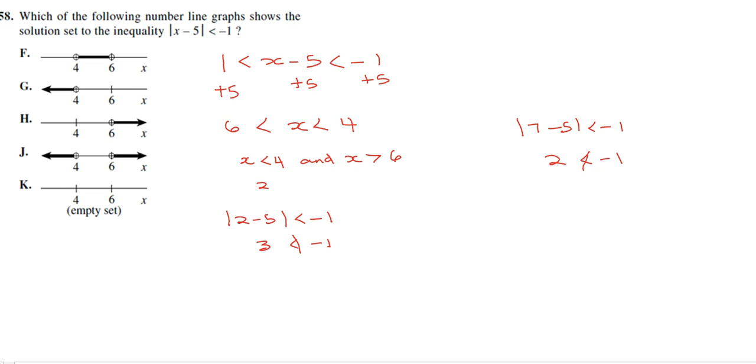So what this tells us is once we put these test points, we can see that we have an empty set. So that means that there's actually no number in the solution set that satisfies this inequality.